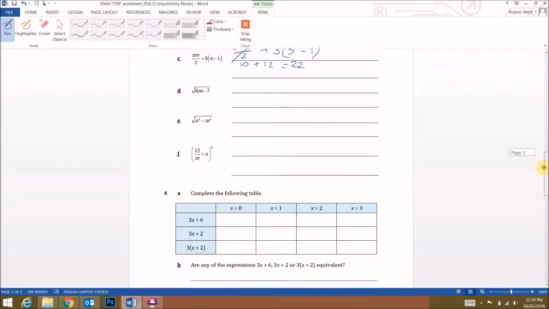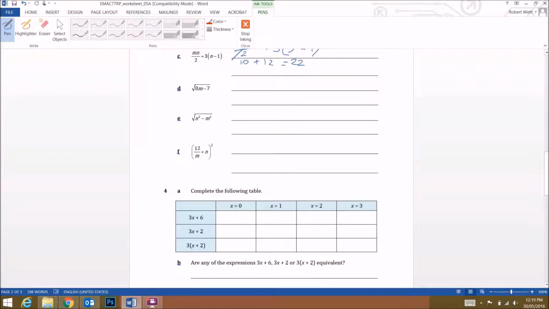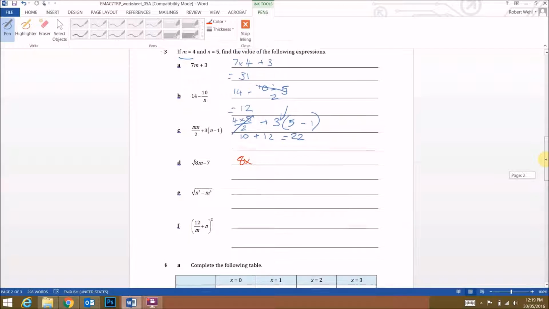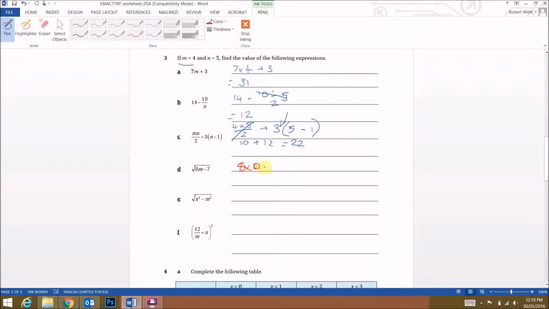Okay. The square root of 8m minus 7. So we need to do 8 times m, which equals 4, take away 7, and we need to find the square root. So 8 times 4 is 32. 32 take away 7 is 25. Don't forget this step, because we still need to find the square root. The square root of 25 is 5, because 5 times 5 equals 25.